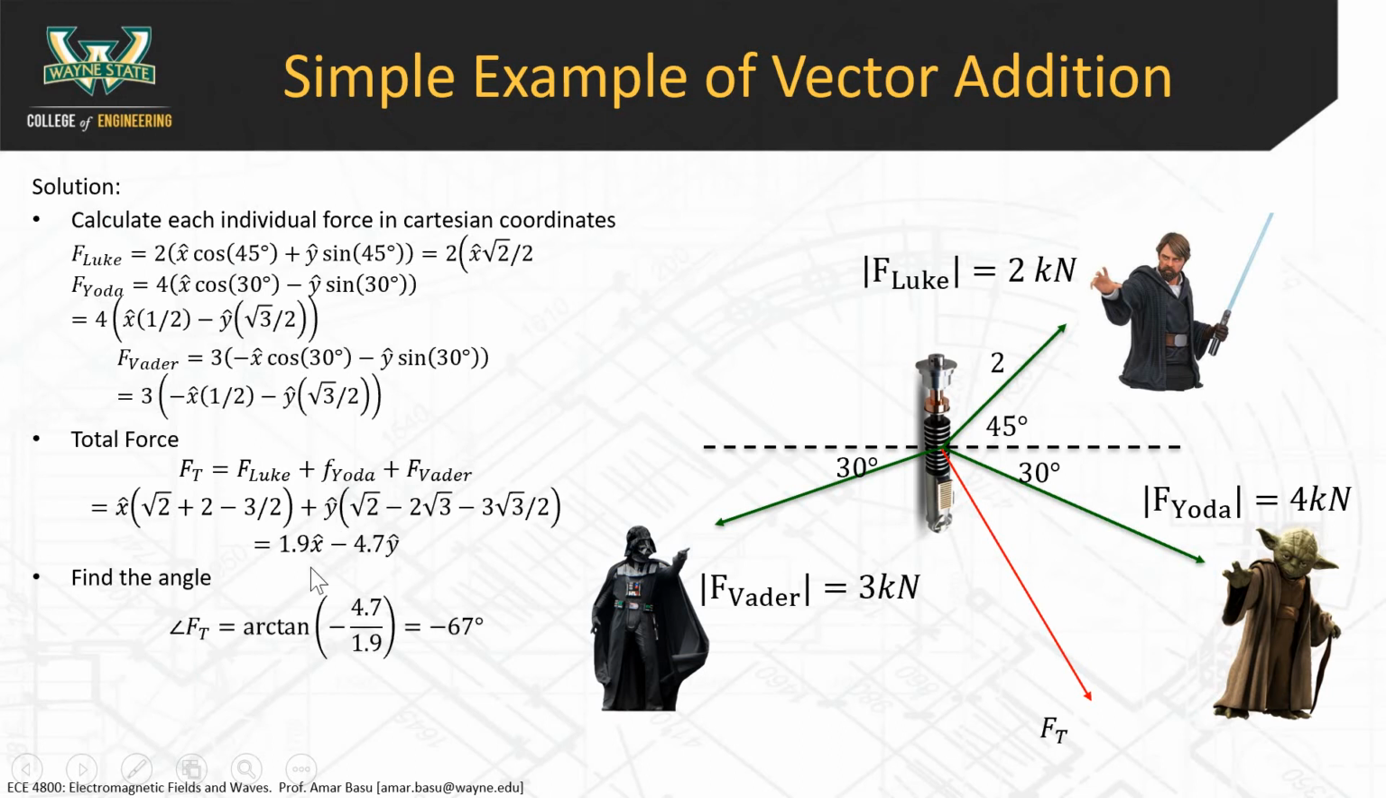And the way that you can find the angle of the net force is to do the arctan, inverse tangent, of this negative y component. So 4.7 over negative 1.9, and you will get an angle of negative 67 degrees. So this angle of the force would be negative 67 degrees. So this is the direction that the actual lightsaber would move.